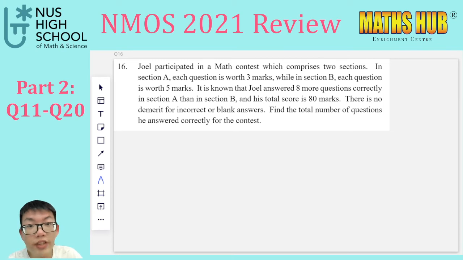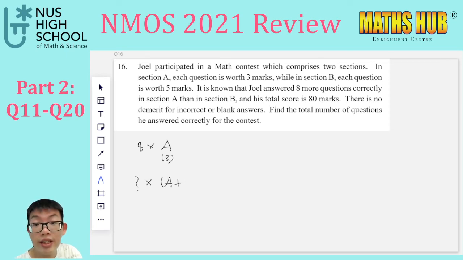Okay, so we can think of it this way. If we want to find out how many questions he got correct, we can think of it as 8 more questions in A than in B means that there are basically 8 questions of A, which is worth 3 marks each, and then there are some number of A and B. Once you take away this 8, it's equal. So A and B kind of come in pairs.